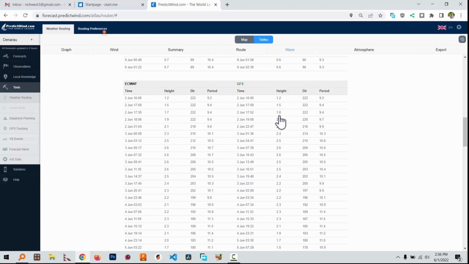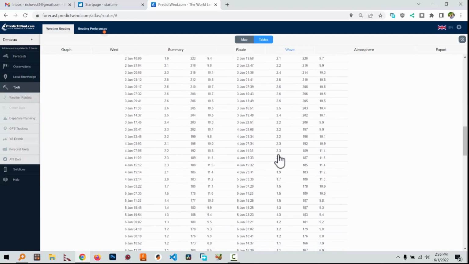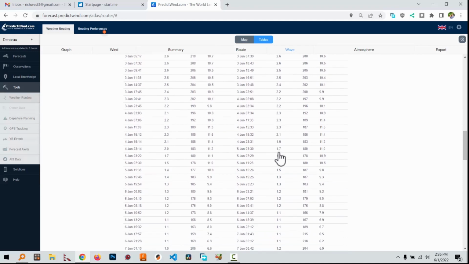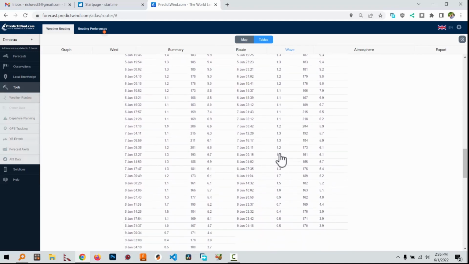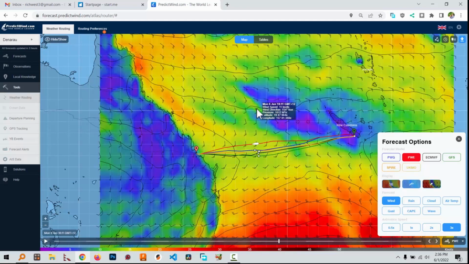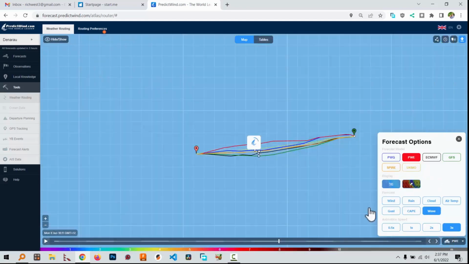1.8 meters, 9.4 seconds. Not bad. When it goes up above 2 meters, 2.6 meters, it's 10.5 seconds. That's not bad at all. Let's go back and look and see visually what direction the waves are in.